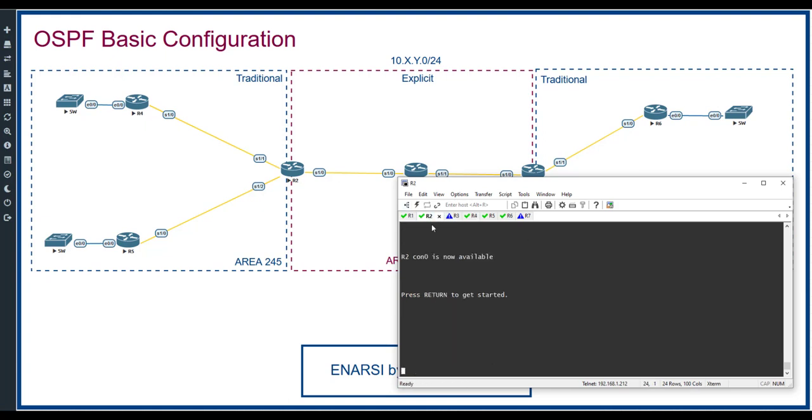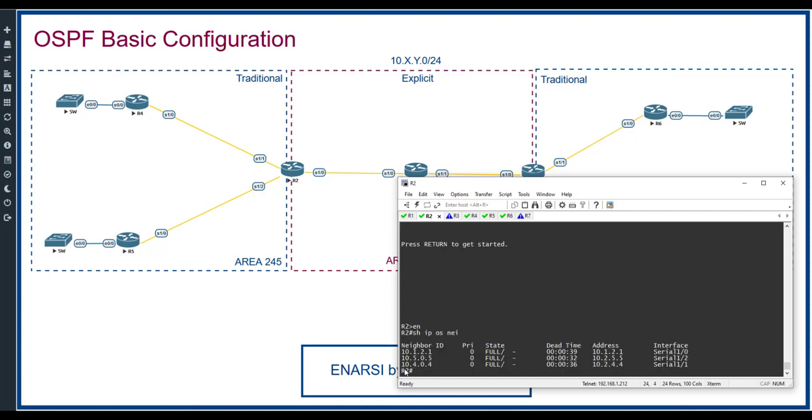And in router 2, if you use show IP OSPF neighbor, you can see that one of the neighbor IDs is 10.4.04. It is not so easy to understand that 10.4.04 is router 4. Why? Because router 2 is connected to 10.2.4.4, not 10.4.04, because this is the neighbor ID and this is the neighbor IP. Neighbor ID means the router ID of the neighbor, and this is the IP address of the neighbor. Because of that, it is recommended to configure the router ID in OSPF.